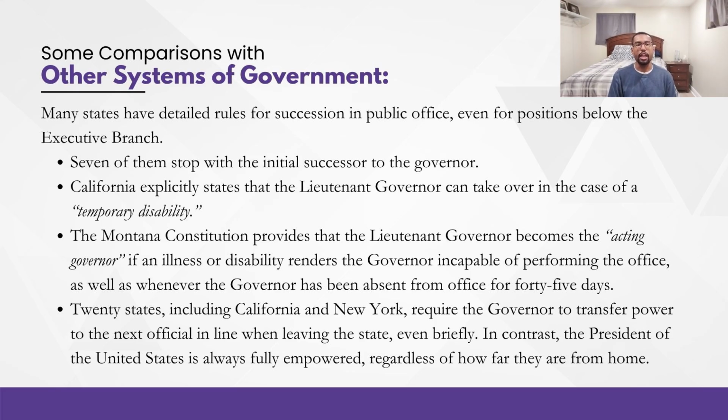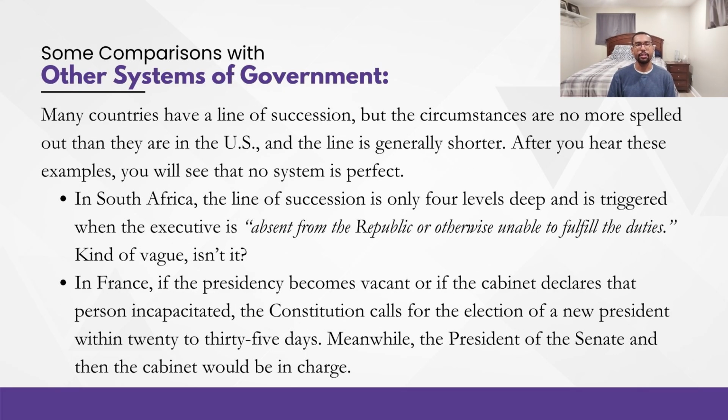20 states, including California and New York, require the governor to transfer power to the next official in line when leaving the state, even briefly. In contrast, the President of the United States is always fully empowered regardless of how far they are from home. Many countries have a line of succession, but the circumstances are no more spelled out than they are in the US, and the line is generally shorter.